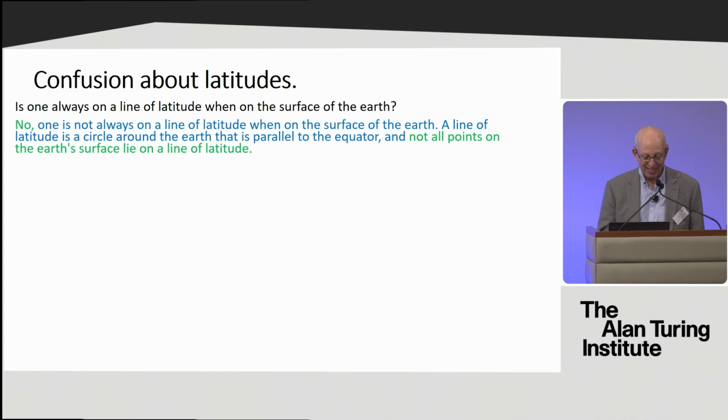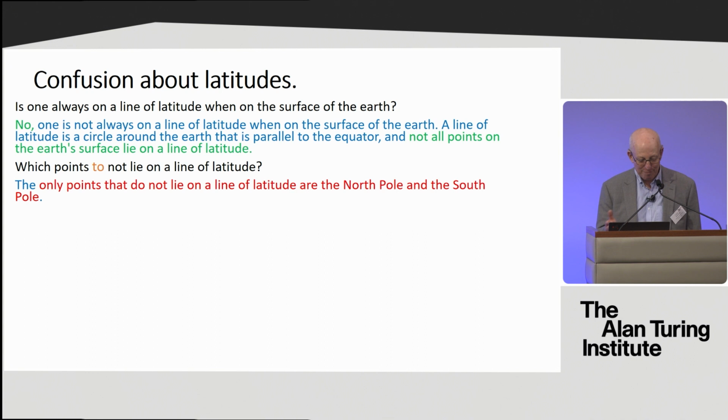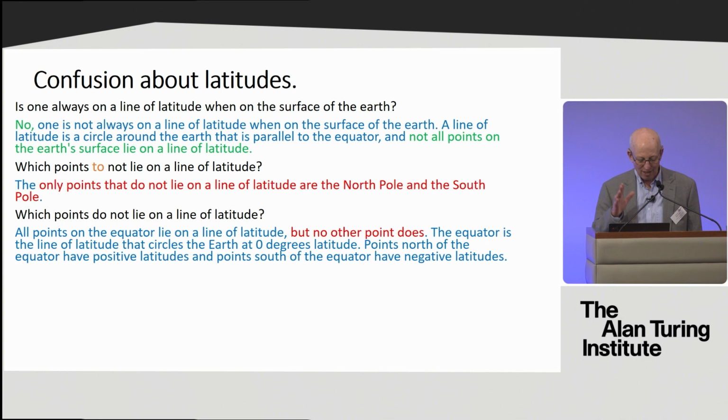Which ones don't lie? I actually mistyped it. I said "do" rather than "do not", but it looks like it kind of misunderstood what I was saying. It says the only points that do not lie on a line of latitude are the North and South Pole, which is actually okay. So when I said "do not", then it says all points on the equator lie on a line of latitude, but no other point does.